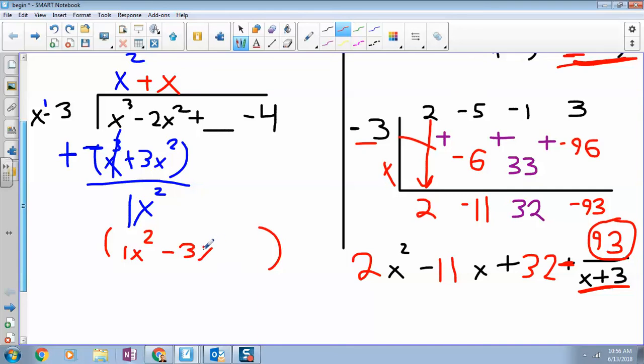So you guys see how there's nothing here? Look, it goes from x squared to negative 4. We have to put a 0x here because it has to be in descending order. So it goes 3, 2, 1.